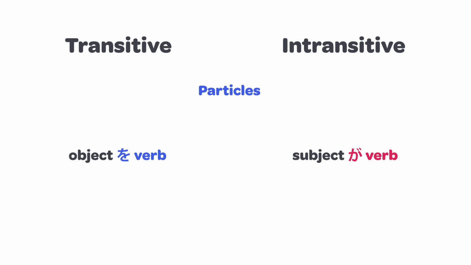Let's look at those sentences in Japanese. Pay particular attention to the particles used. The rules are object o transitive verb, subject ga intransitive verb.